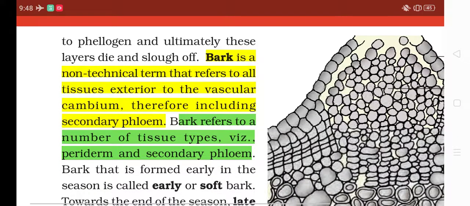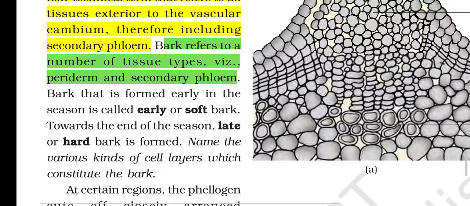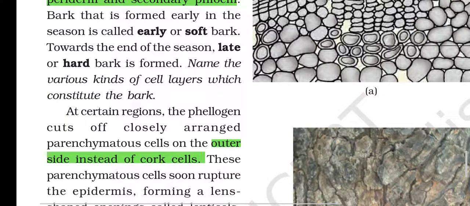Bark is a non-technical term that refers to all tissues exterior to the vascular cambium, therefore including secondary phloem. Bark refers to a number of tissue types with periderm and secondary phloem. Bark that is formed early in the season is called early or soft bark. Towards the end of season, late or hard bark is formed. Name the various kinds of cell layers which constitute the bark.